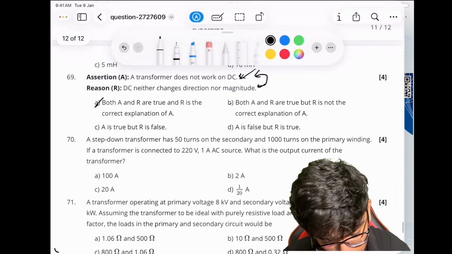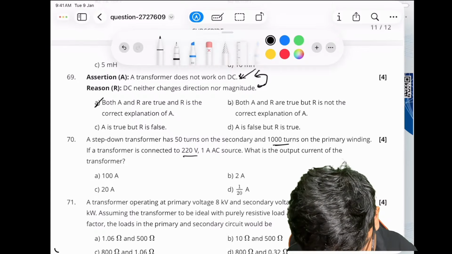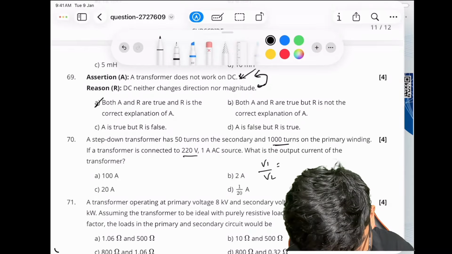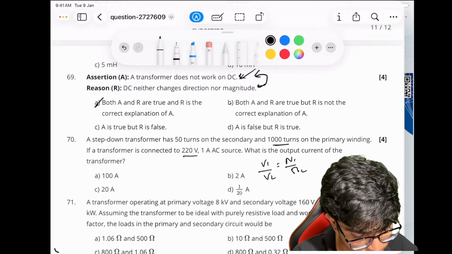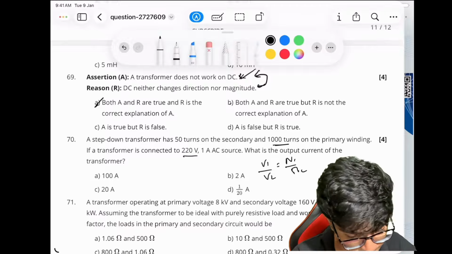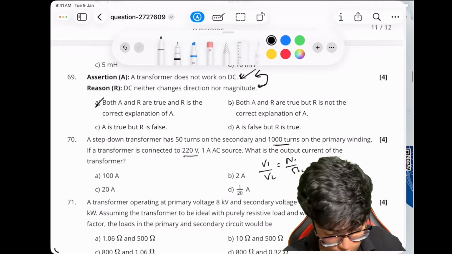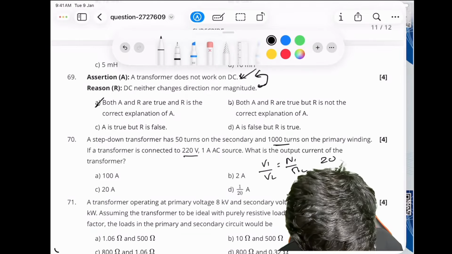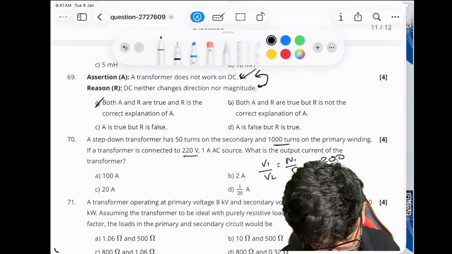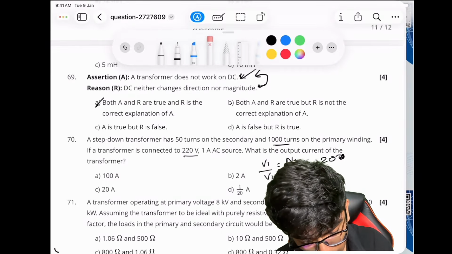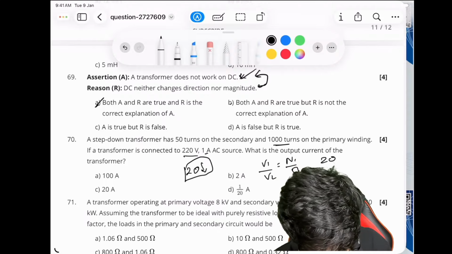Step down transformer, 50 turns in the primary, ideal transformer with given voltage and output current. V1 by V2 is equal to the turns ratio. The voltage is 20 times less. So voltage drops by 20 times, and my current will also change by 20 times.